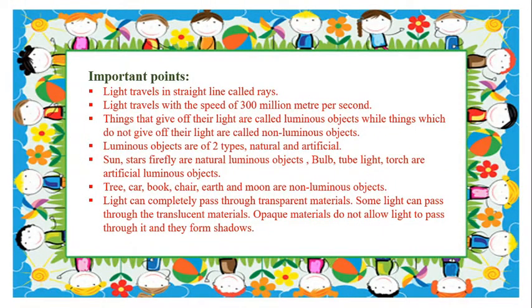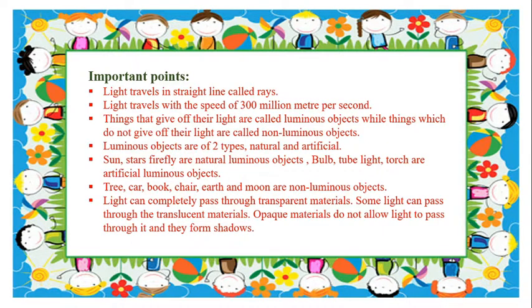Important points. Now in the end I am going to share some important points. Light travels in a straight line called rays. Light travels with the speed of 300 million meters per second. Things that give off their own light are called luminous objects, while things which do not give off their own light are called non-luminous objects. Luminous objects are of two types, natural and artificial.